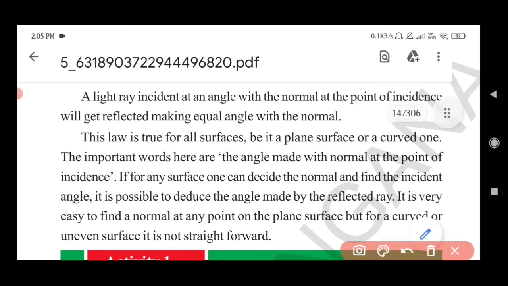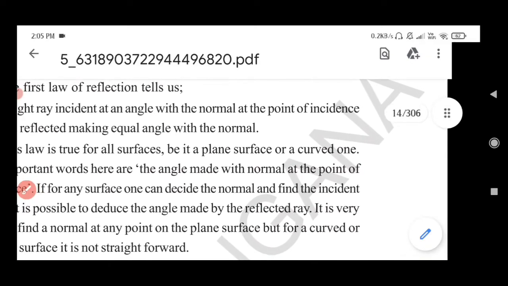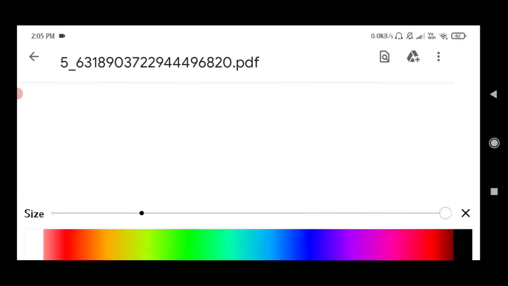Okay, so let us see the laws of reflection. The first law is, I will explain it on the plane surface. Here I will explain the laws of reflection. Suppose I am taking the laws of reflection on a plane surface. You know about this, so first I will recap plane mirrors.